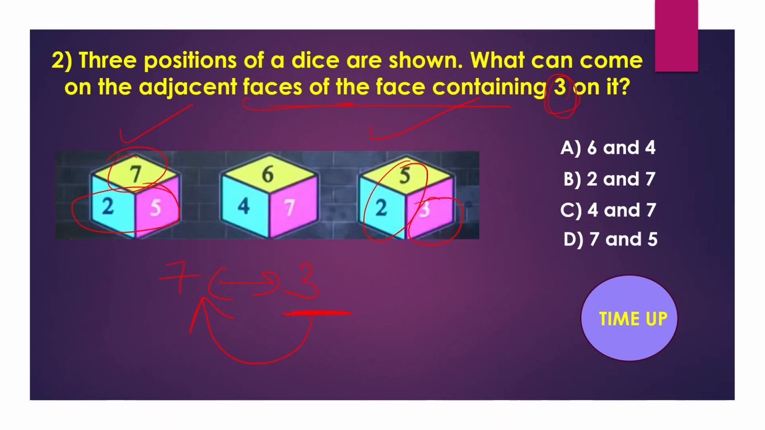So whatever in the options you can see 7, you can eliminate them because 7 becomes the opposite pair with 3, correct? And that cannot be the adjacent face for 3. So 2 and 7 is eliminated, 4 and 7 is eliminated. D option is also eliminated because all of them contain 7, correct? So correct option will be A, that is 6 and 4 become the adjacent faces for 3. Okay.